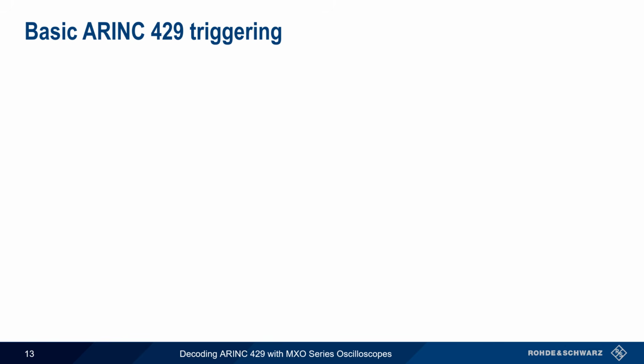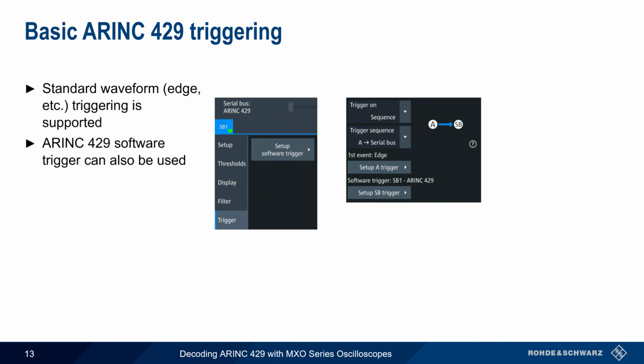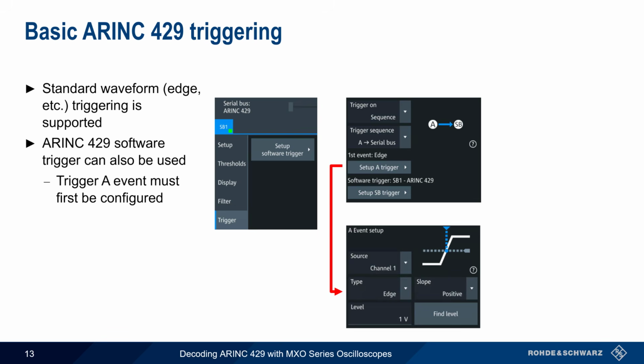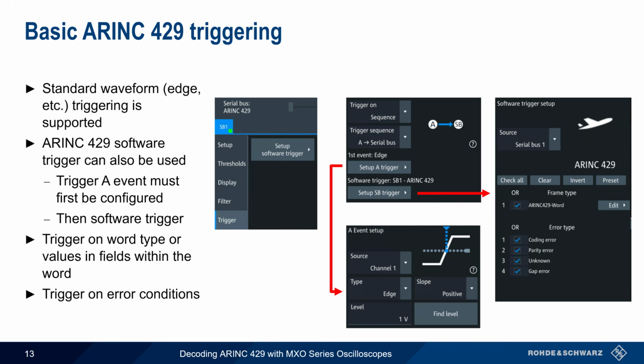Our next topic is triggering. Although it's possible to trigger using only standard waveform type triggers, the ARINC 429 software trigger provides advanced functionality. To configure this, we must first configure a standard trigger type, such as an edge trigger, and then an ARINC 429 specific trigger. This software trigger can be configured to trigger on specific word types and field values, as well as to trigger on error conditions, such as synchronization gap errors or parity errors.